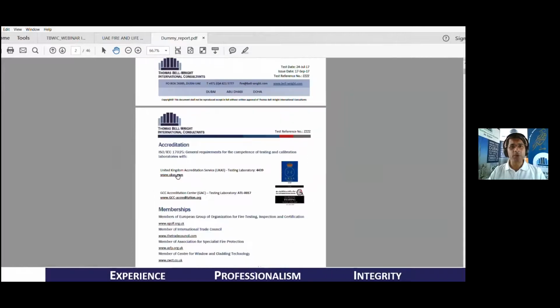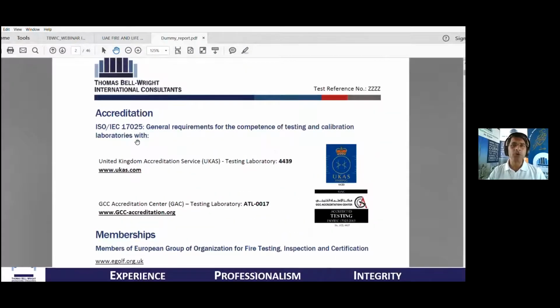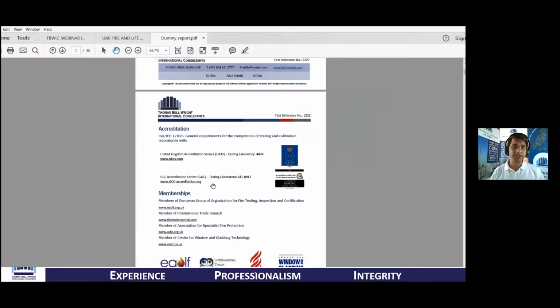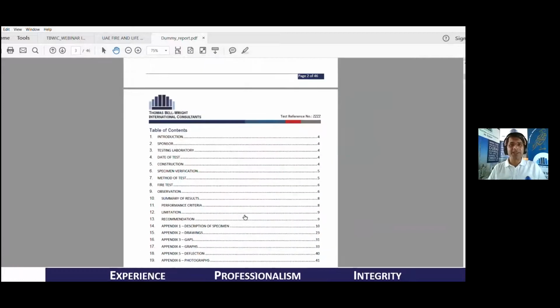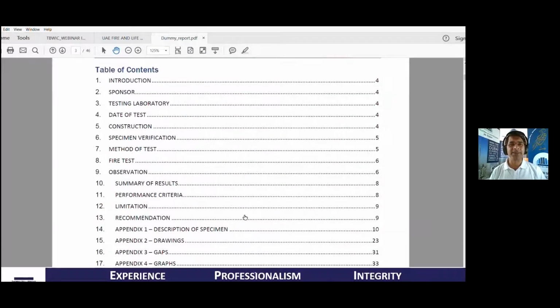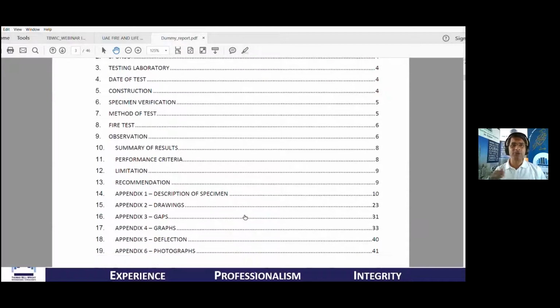You also look at the laboratory's accreditation. Who checks the checker? If there is a laboratory testing and checking a product, who is auditing them to make sure that they are doing their job right? And there is a slew of information.